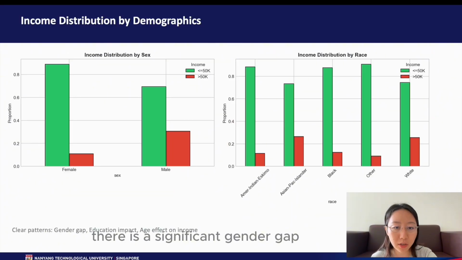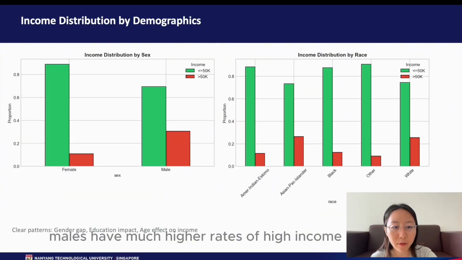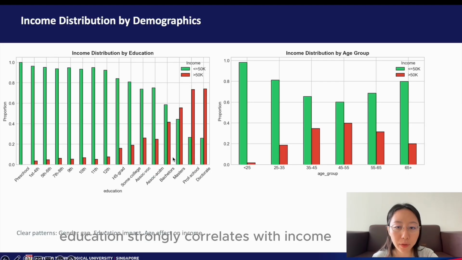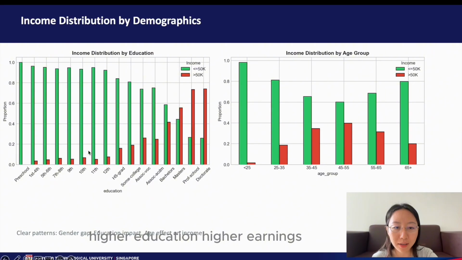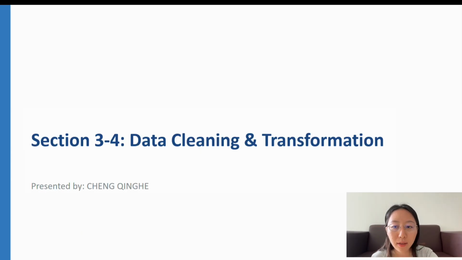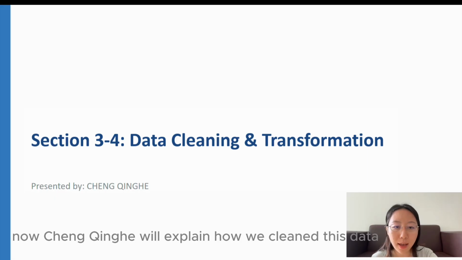There's a significant gender gap. Males have much higher rates of high income. Education strongly correlates with income. Higher education, higher earnings. Income peaks in the 45 to 55 age group. These patterns reveal both predictive relationships and potential bias. Now, Chen Qinghe will explain how we cleaned this data.